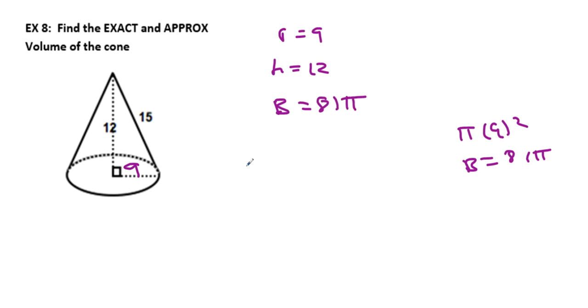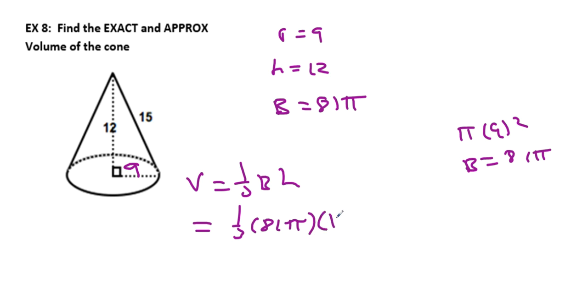81 pi. So volume is equal to 1/3 area of the base times height. In goes 81 pi, in goes 12. So here we are. We're going to have 1/3 times 81 pi times 12 is equal to 324 pi. And again, you can leave your answers like that if you want, units cubed. Or you could just toss it in the calculator and do this.